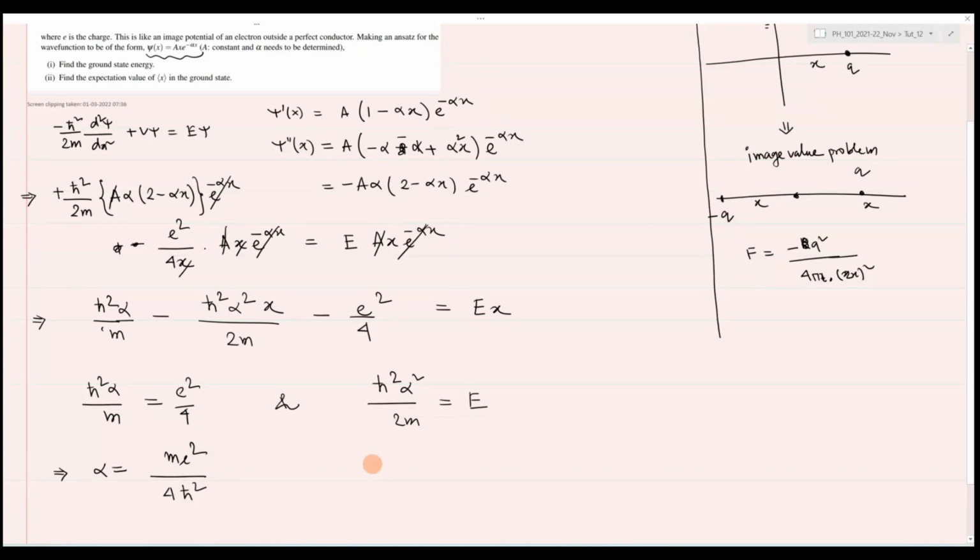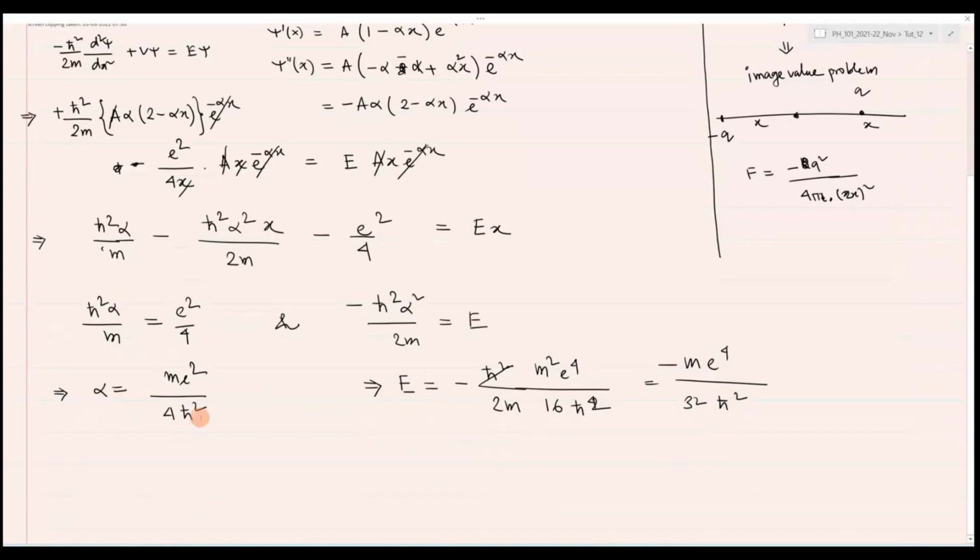And from here, if you substitute this alpha inside, you will get E to be equal to minus h cross square times m square e to the power 4 by 16 h cross to the power 4 by twice m, which becomes minus m e to the power 4 by 32 h cross square. Okay, so you get that your alpha is equal to this.